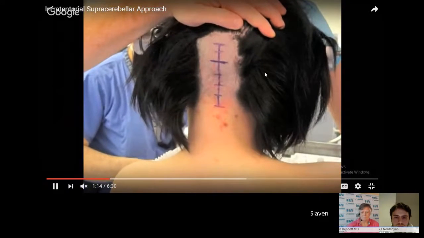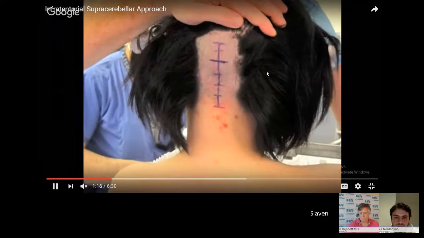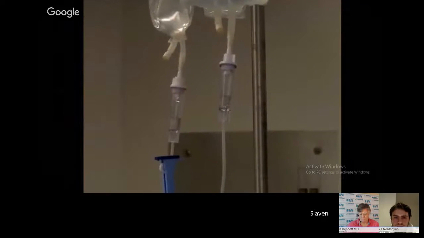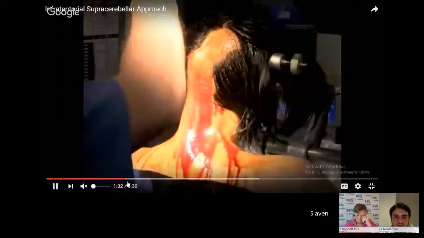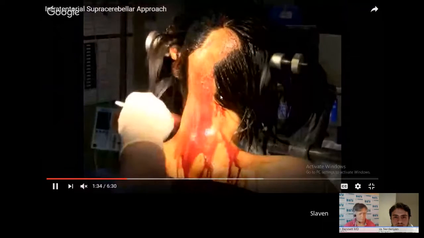Okay. And then, as we go on, this surgical area is prepped with iodine, and it is then prepared with craniotomy drapes prior to the incision. Okay. So we can see here the application of iodine.